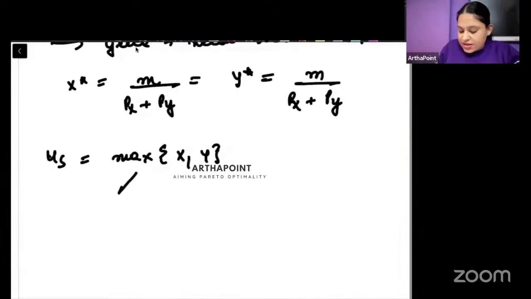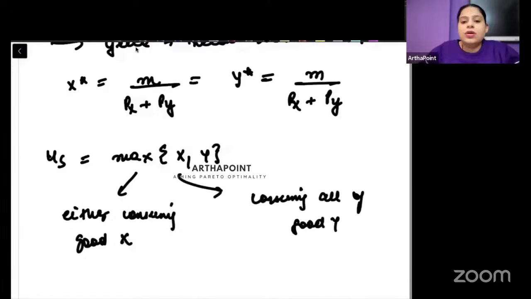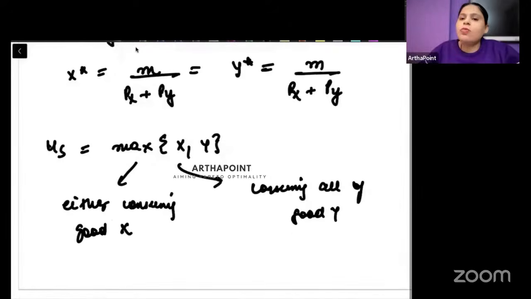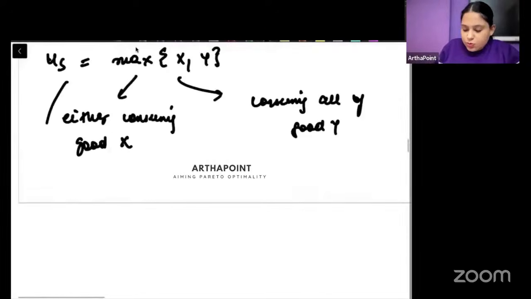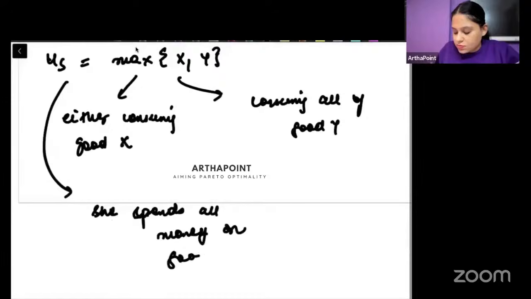So, which means Sara is either consuming all of good X or consuming all of good Y. And we know she will always go for the good which is the cheaper good. Okay. And she will spend all her money on that good. Jo bhi good hoga, she will be spending all her money on that good. So, suppose she spends all money on good X. Then she is not demanding good Y at all.